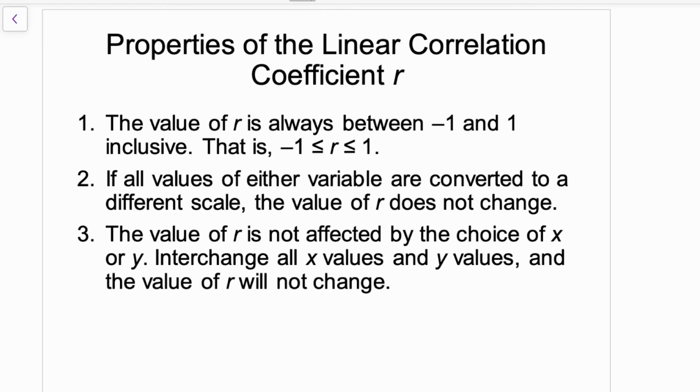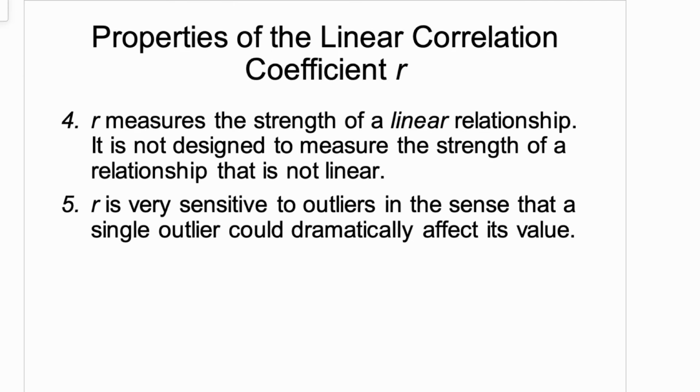Second is that if the values of either variable are converted to a different scale, like from feet to miles, for example, the value of R will not change. Third, the value of R is not affected by our choice of X or Y. We could switch our X and Y values, switch our axes, and the value of R will not change. Fourth, R measures the strength of a linear relationship.